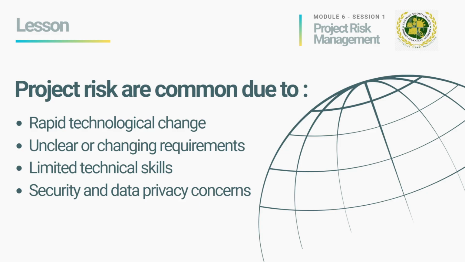Second is unclear or changing requirements. In terms of projects context, there are different types of features that you need to put in your project. However, there are some things that might be unclear. Maybe there's miscommunication between your teams, etc., which could cause problems in the future.